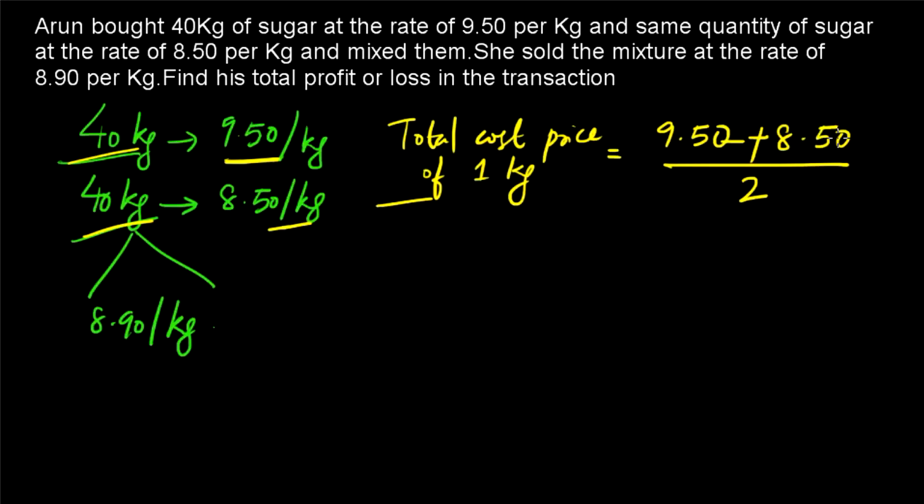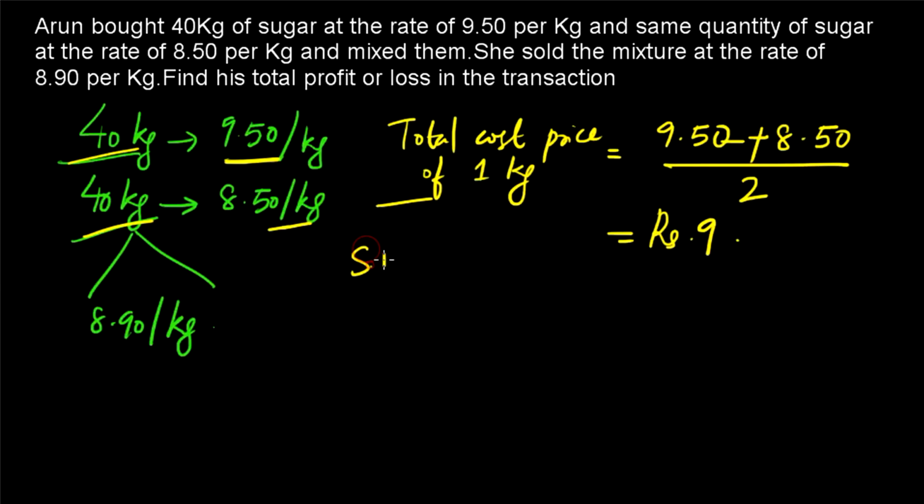Suppose here when it was 40, what will come? 9.50 into 40 plus 8.50 into 40 divided by 2 into 40. So all the 40s will be cancelled out, and the result will be the same as 9.5 plus 8.5 divided by 2. So we are just considering 1 kg. That is a shortcut method here. It will be simpler to calculate and there won't be any confusion also. So 9.50 plus 8.50 by 2 gives rupees 9. So 9 rupees is the cost price of 1 kilogram.